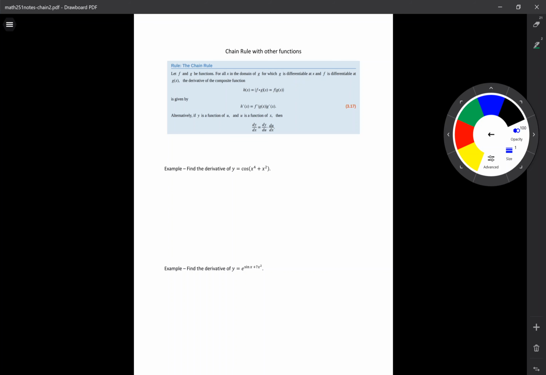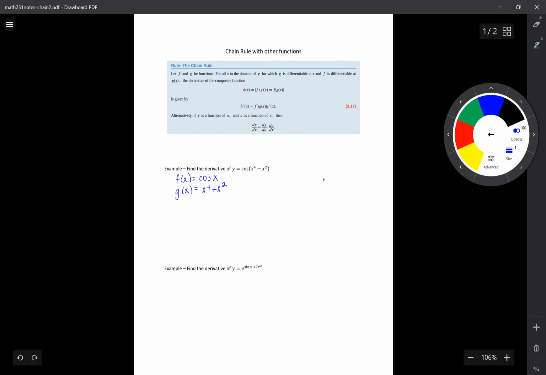So in this first example, we want to find the derivative of y equals cosine of x to the power 4 plus x to the power 2. So what is our outer function here? Well, what are we doing here? We are taking the cosine of something. So cosine is our function f of x, cosine of x. And our inner function is the stuff that we are taking the cosine of, which is x to the power of 4 plus x squared.